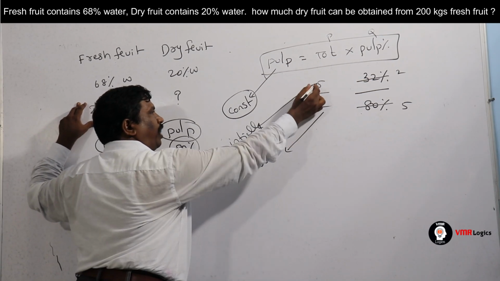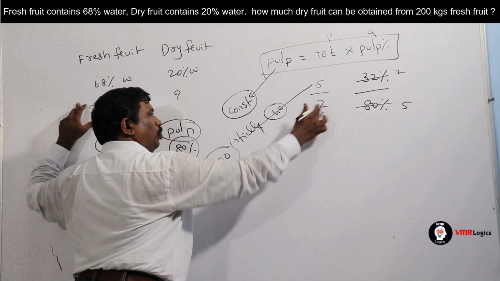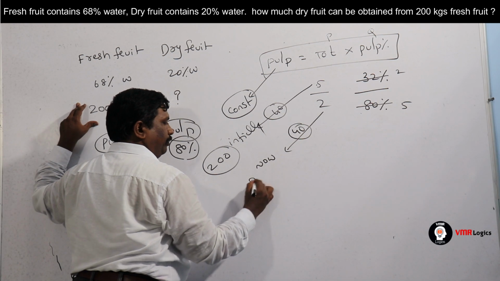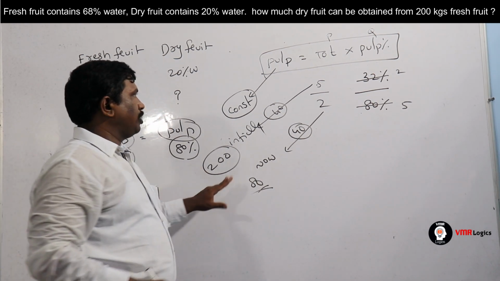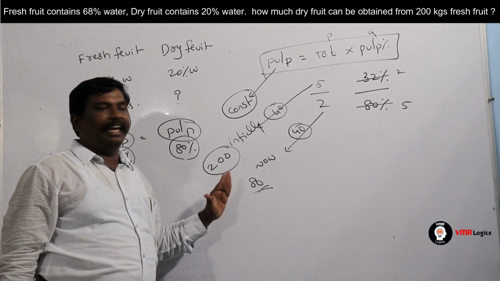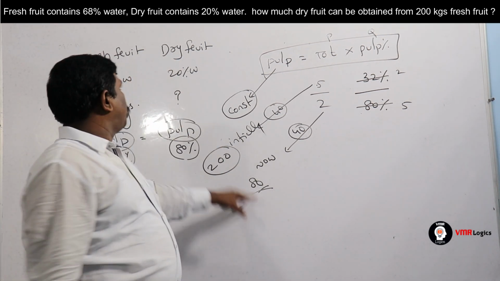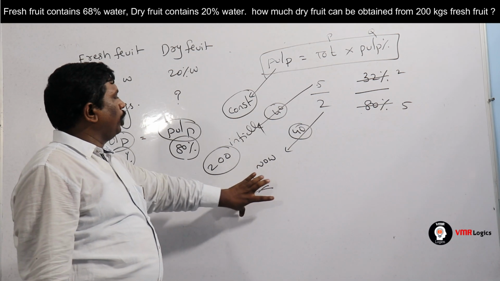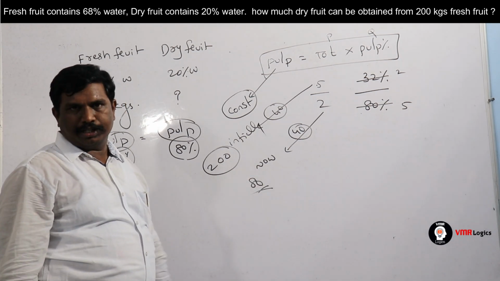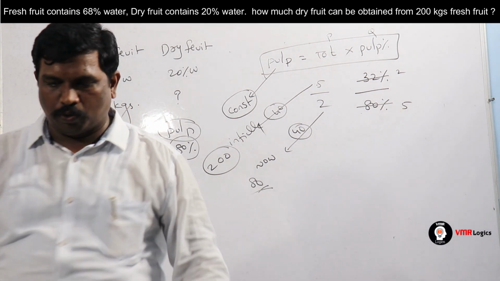Now how much is there? 200, 240, 80. That's it. So the answer: how much pulp is there? 80. How much dry fruit are you going to get? 80 kgs. Initially 200 kg fresh fruit is there. Dry fruit is only 2 parts, which is 80 kgs. Right? Let's see one more example.